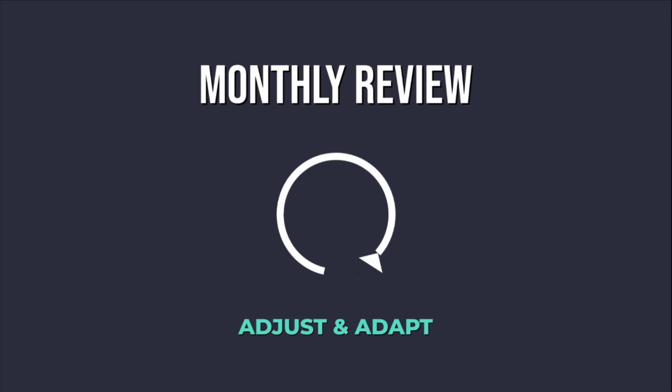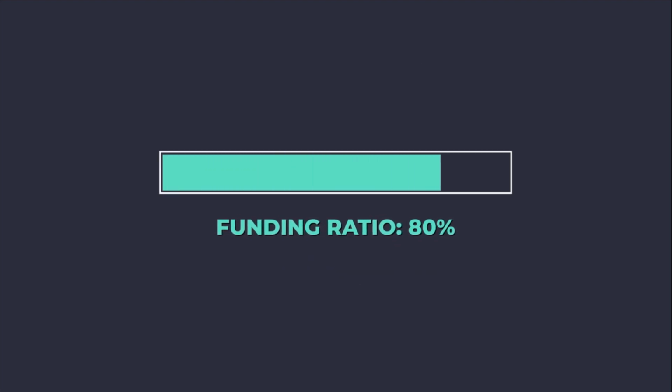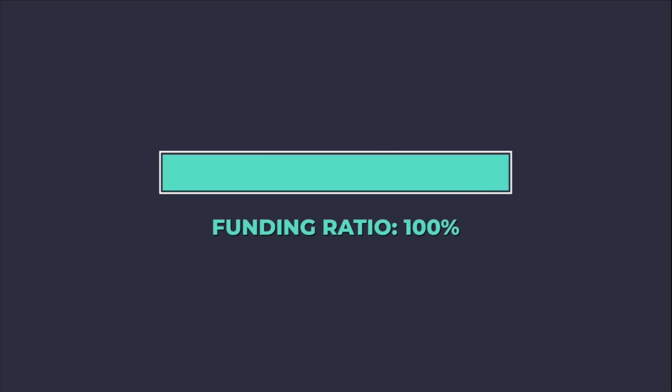Successful ZBB requires monthly review and adjustment. Do not treat the budget as static. Life changes require immediate category adjustments. If groceries cost $50 more than budgeted, $50 must be pulled from another category, perhaps entertainment or dining out. This immediate reallocation is non-negotiable. The key metric is the funding ratio, ensuring 100% of income is allocated.